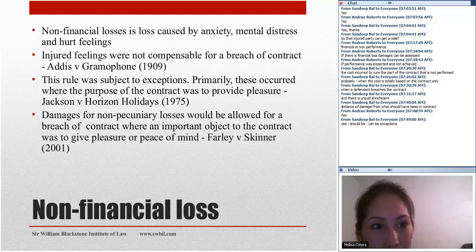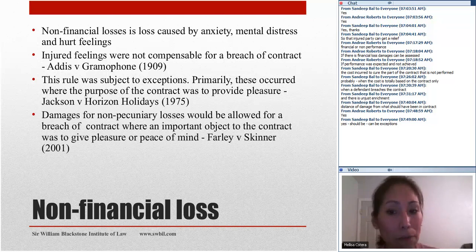In this case, Jackson versus Horizon Holidays, what happened was that Mr. Jackson booked a 20-day holiday in Ceylon for himself and his family through Horizon Holidays. The hotel turned out to be unsatisfactory for various reasons relating to cleanliness and provision of services. The trial judge made an award for the disappointment suffered by Mr. Jackson, but stated he could not take into account the disappointment suffered by his wife and children, since they were not party to the contract.